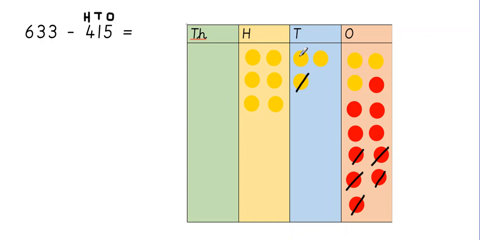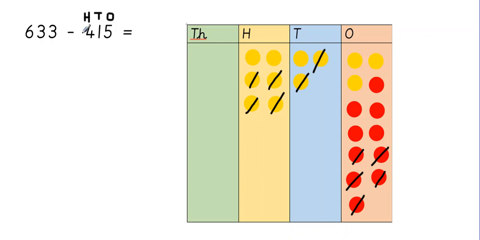So in my tens column, I now have 2. 1, 2. So I want to take away 1 ten. So I'm going to cross out 1. And then I'm going to move to my hundreds column. So in my hundreds column, I have got 1, 2, 3, 4, 5, and 6. I want to take away 4 hundreds. So I'm going to cross out 4. So I've got 1, 2, 3, and 4.